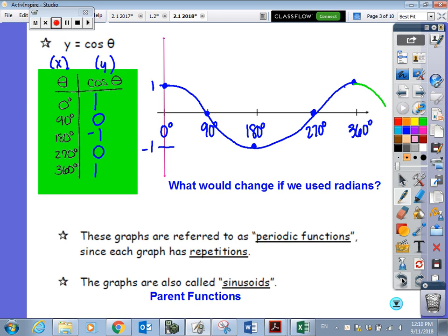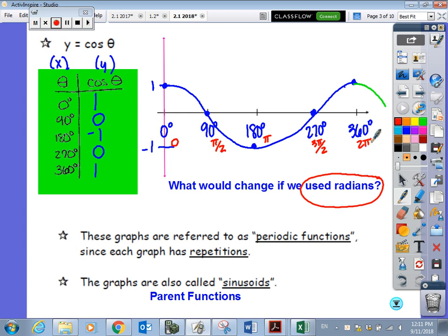Now, this says what would change if we used radians? I think I just added that question for myself. I don't think that's actually on your notes. Okay, but what if I used radians? What would change? The 0 degrees would become 0. The 90 degrees would become pi over 2. 180 would become pi. 270, 3 pi over 2, and 360, 2 pi.